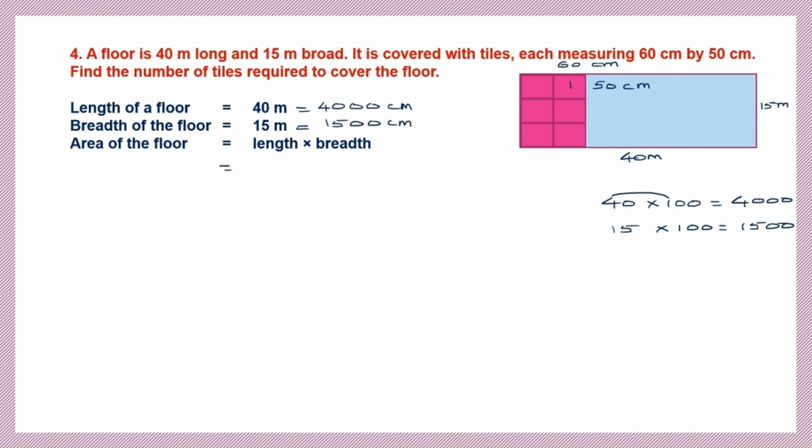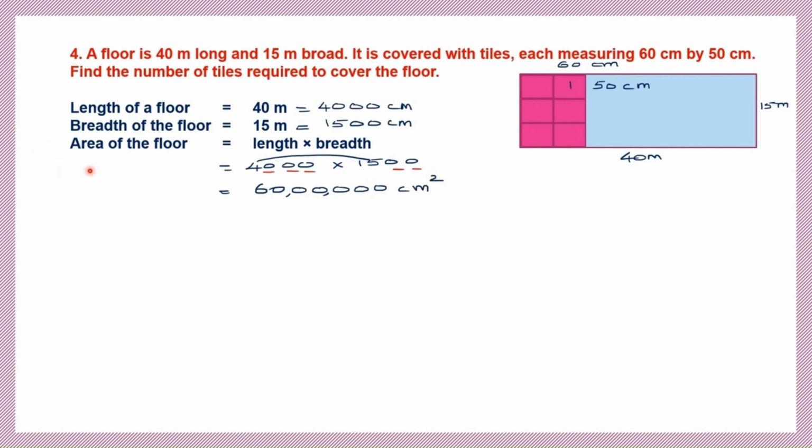Now we can find the area, that is 4,000 centimeters into 1,500 centimeters. So now multiply only the numbers. 15 fours are 60. Now count the zeros. So here we have 1, 2, 3, 4, 5. So let's add the 5 zeros. Now when you write this, this is what you get, 60 lakh centimeter square. The unit is centimeter square. So now we have found the area of the floor.